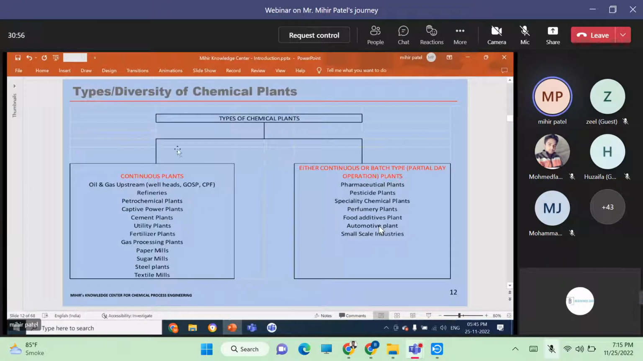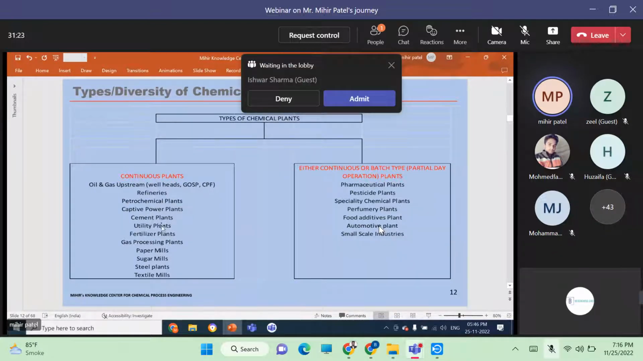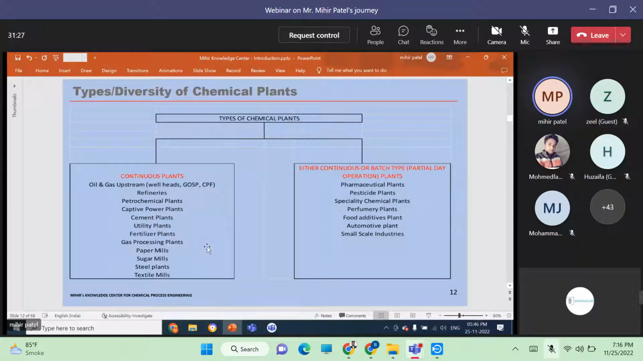Now here you see I've broken up the types of process plants into continuous plants. So you have oil and gas upstream plants from wellheads. GOSP is gas oil separation plants. CPF is central processing facility. These are oil and gas upstream, basically. Okay. Before that, oil goes to the refinery and all. Then you have the refinery here. Petrochemical plants are downstream of refineries, where you are producing specific chemicals, petrochemicals. Captive power plants, cement plants. These are all large scale plants which are continuous in nature, basically.